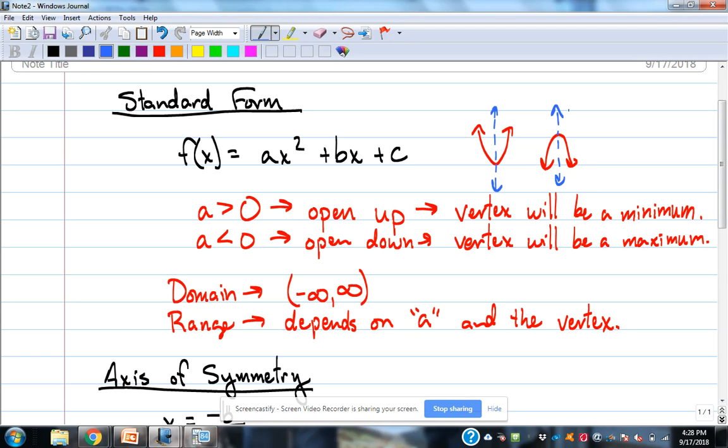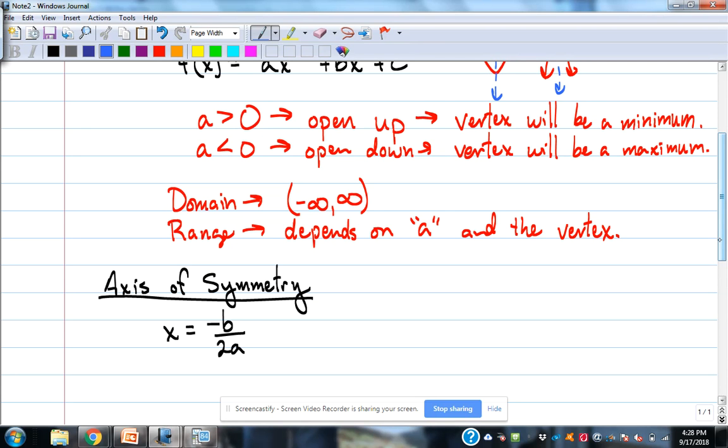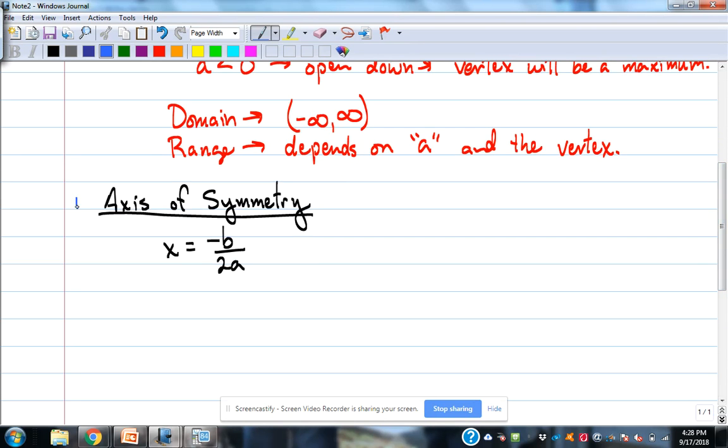So we're going to find the equation of the axis of symmetry. X equals negative b over 2a if we're in standard form. So that's the first thing. Second thing will be the vertex. The vertex of a quadratic is an ordered pair. The x value of that ordered pair is exactly the same as what you're finding for the axis of symmetry. Those always match. Always.